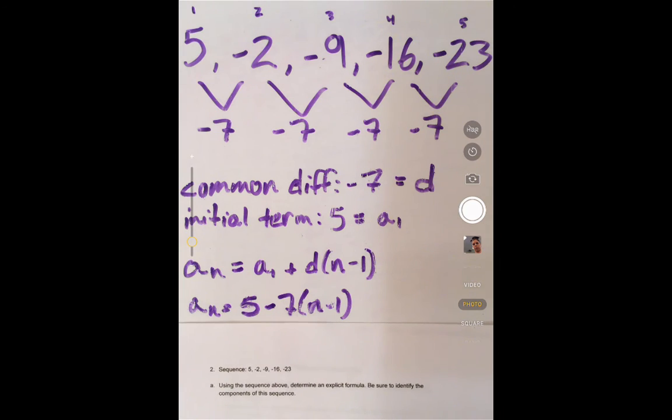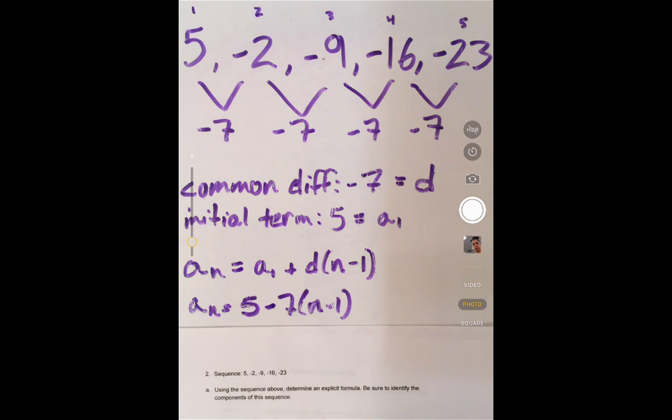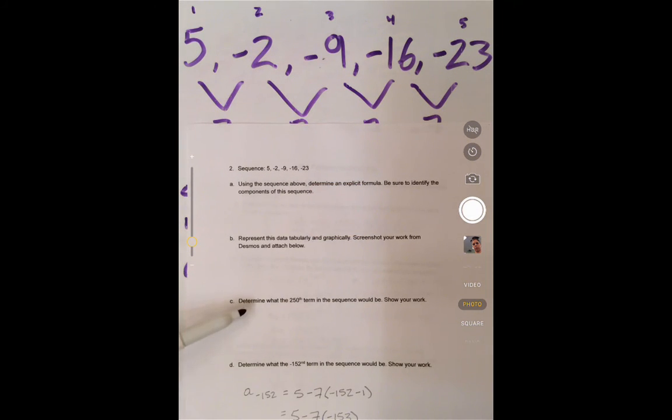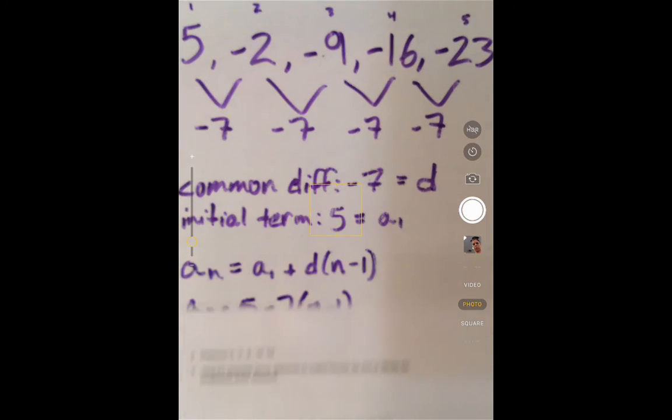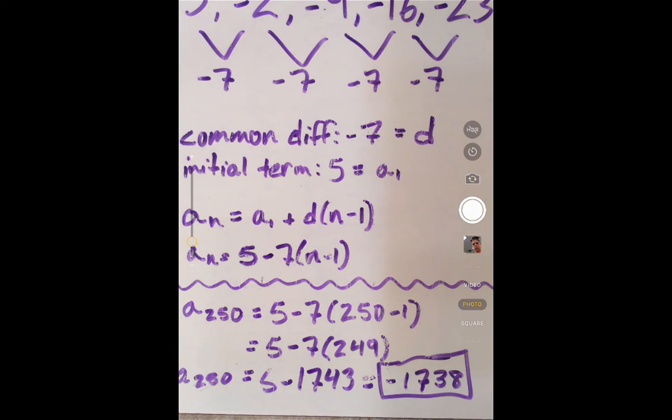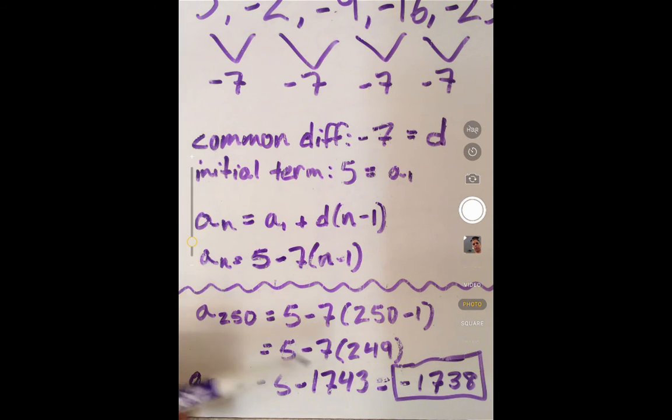Okay. Now, C and D, at this point, you're just evaluating your explicit formula. You had to determine what the 250th term in the sequence would be and the negative 152nd term in the sequence would be. And again, showing all your work. So the first one here, again, it's just evaluation. You're starting with A sub 250. That simply means that you're just going to substitute 250 in for n. 250 minus 1 is 249.